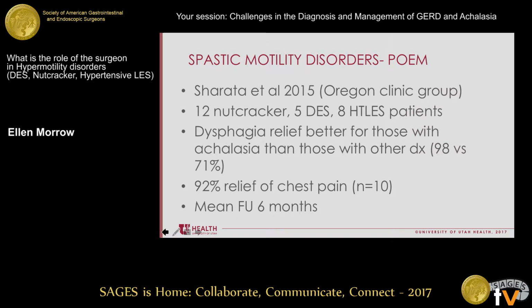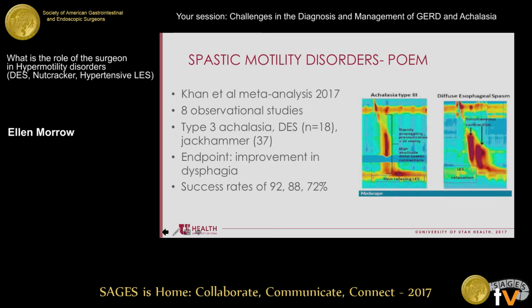So another study that I wanted to highlight was from the Oregon Clinic group. They published a report looking at POEM specifically for hypermotility disorders, and they had 12 nutcracker patients, 5 with DES, and then 8 with hypertensive LES. They found that dysphagia relief was better for those with the type 3 achalasia than those with the other hypermotility disorders. They did report on chest pain, which I think is important because chest pain can often be a very difficult symptom to treat and resolve in these patients, and they published very good results for chest pain specifically. Of note, their follow-up for this study was 6 months.